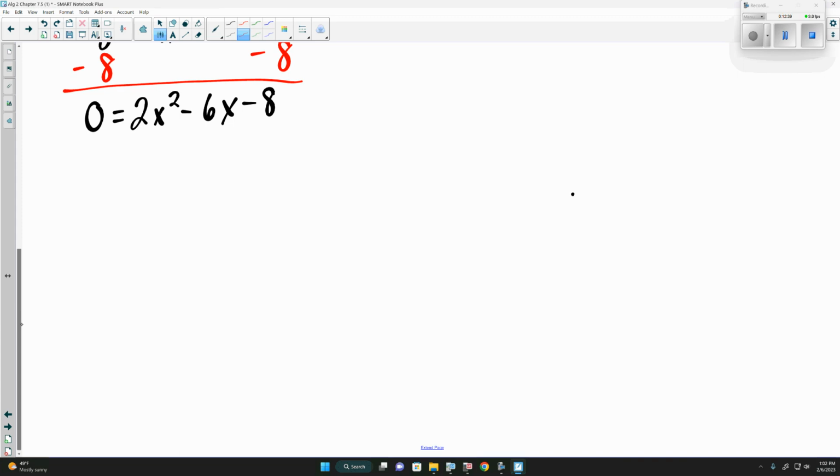Any questions on how we got to 2x squared minus 6x minus 8 is equal to 0? Will this factor? It will, yes. But it's not the easiest one to see. Is there a greatest common factor, though? 2. What we can do, if it's just a number, we can divide it out.